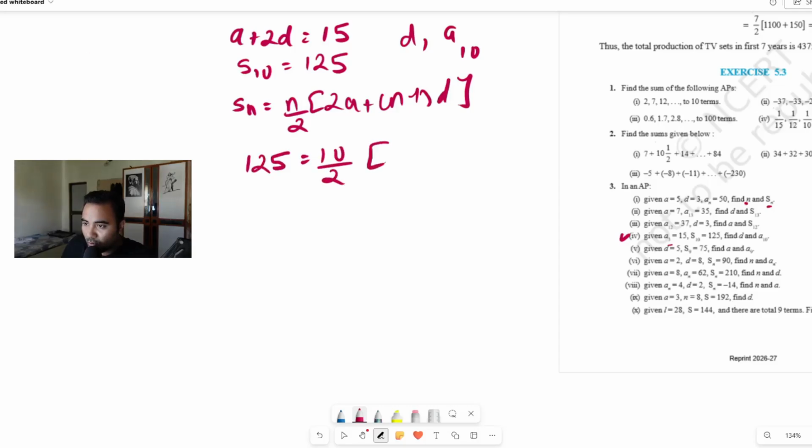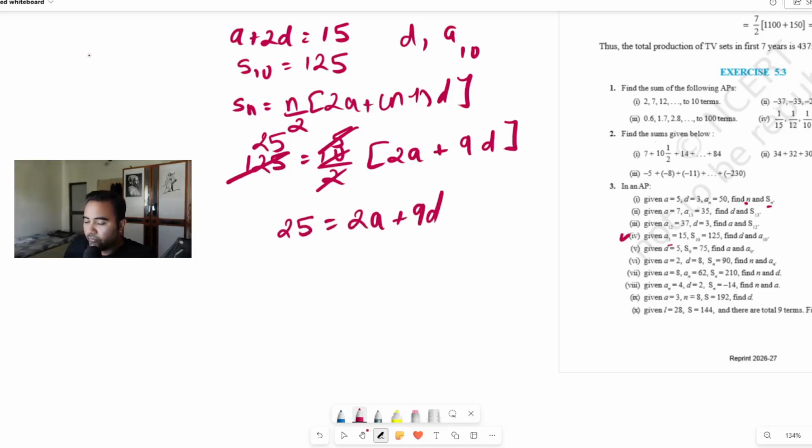10 upon 2, 2a plus, 10 is n, so 10 minus 1, 9, 9d. Okay, let me see what I can do with this. 2 5s are 10, 25 5s are 125. So we have 25 is equal to 2a plus 9d.